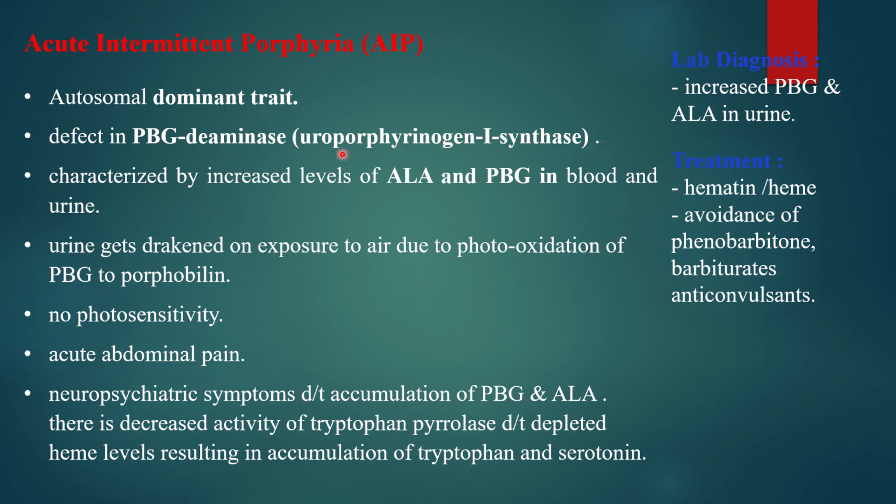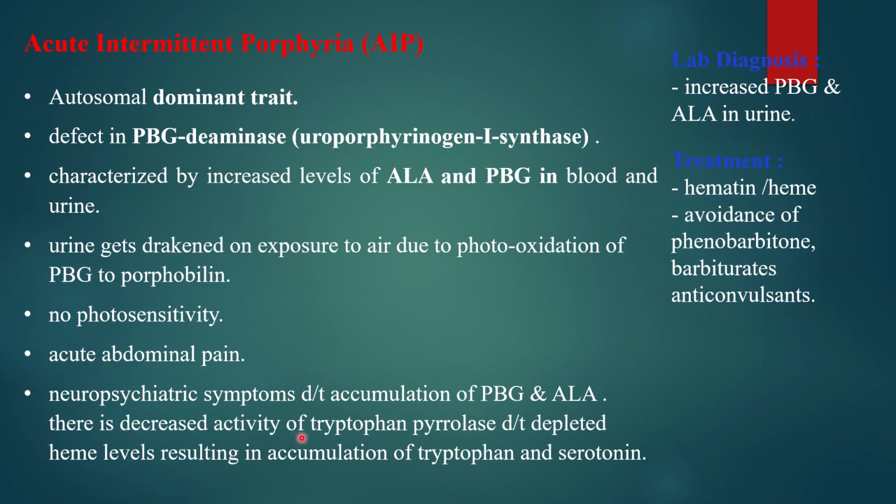The two names are for one and only one enzyme. It is characterized by increased levels of ALA and PBG in the blood and urine. Urine gets darkened on exposure to air due to photooxidation of PBG to porphobilin. There is no photosensitivity because no porphyrin ring is formed in the precursors. Acute abdominal pain is very marked, along with neuropsychiatric symptoms due to the accumulation of PBG and ALA.